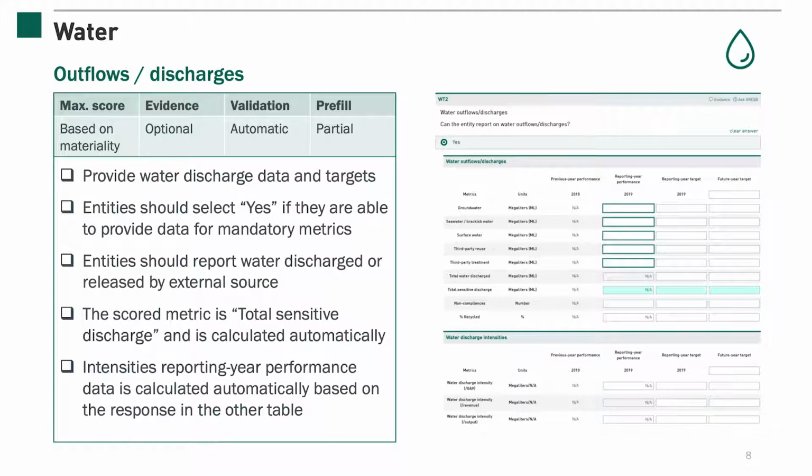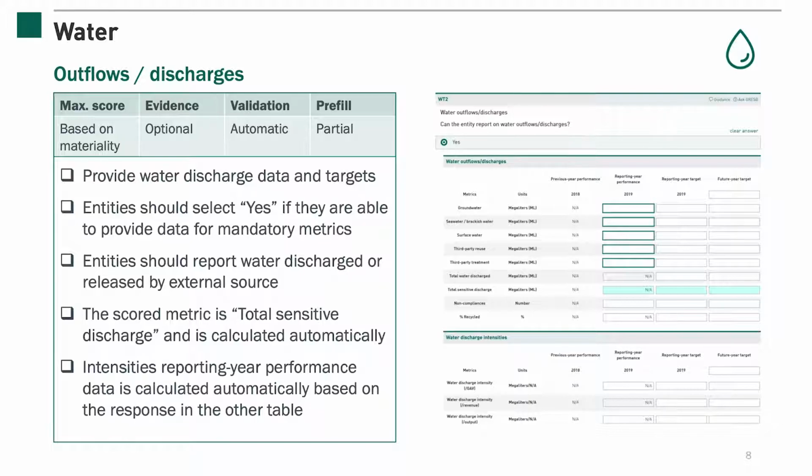To obtain full points for the indicator, entities should provide targets for the reporting year and a future year for the scored metric. Note that the targets for the scored metric are not calculated automatically. Percent recycled is another calculated metric and is any water that was sent to be reused or recycled. It is calculated by dividing the metric third-party reuse by the total water discharged and multiplying by 100.